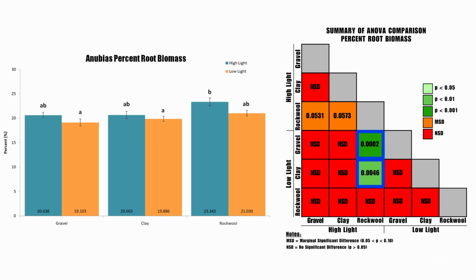So looking at the bar graph and the ANOVA comparison matrix, we can see that the Rockwool actually appears to grow a higher proportion of root mass in comparison to the other treatments, with the highlight Rockwool treatment having the highest proportion of root biomass. Now this difference would suggest that maybe Rockwool does promote a little bit more root biomass in each plant.